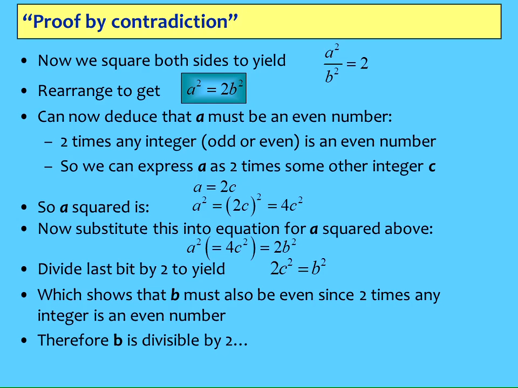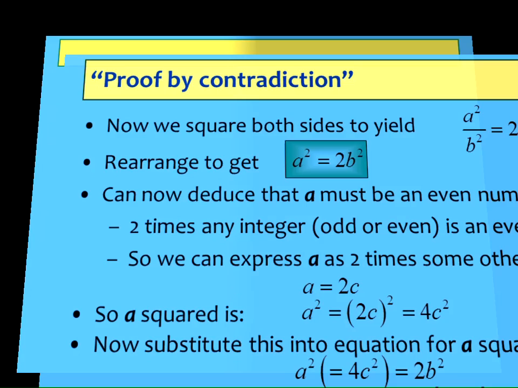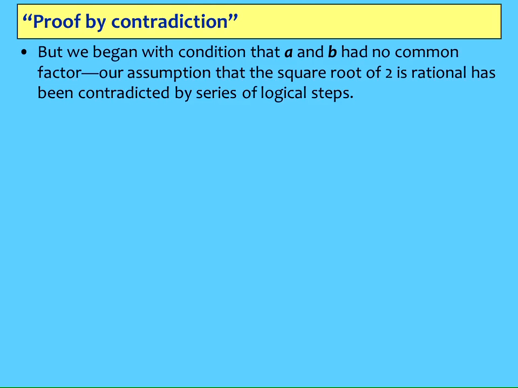I've actually started by assuming a and b have no factors in common. Starting from that assumption and following through the logic, I've now proven they're both divisible by 2. They've got 2 in common. There's a common factor. Therefore, my starting assumption must be false. It can't be the case that a over b is equal to the square root of 2.